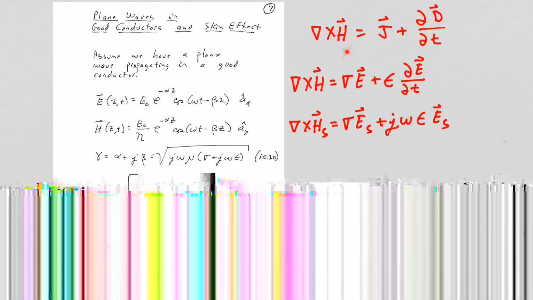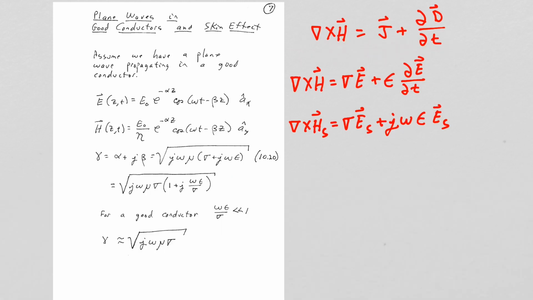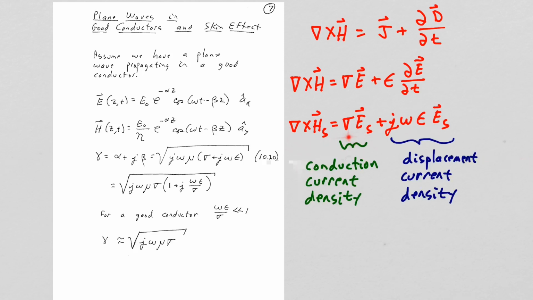Looking back at Ampere's circuital law, and writing the conduction current as sigma times the electric field intensity and replacing the electric flux density field with epsilon times the electric field intensity, we have this form for Ampere's circuital law, and if we write it in terms of phasors, it will look like this. This first term is the conduction current density, this second term is the displacement current density. So in a good conductor, this first term will be a lot larger than the second term.